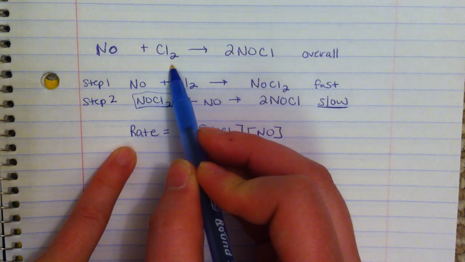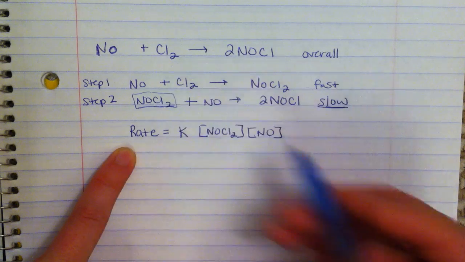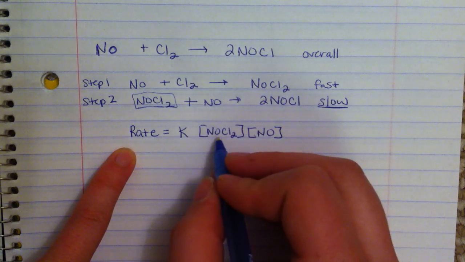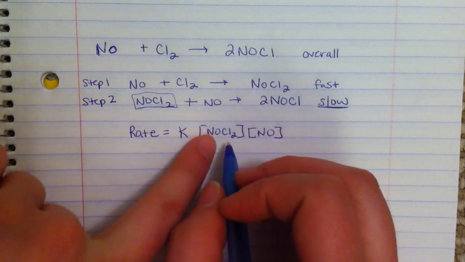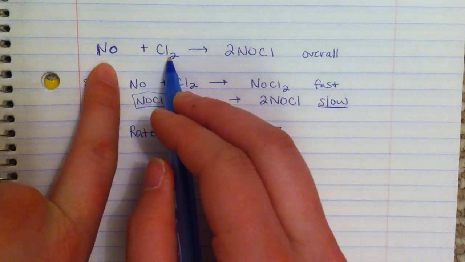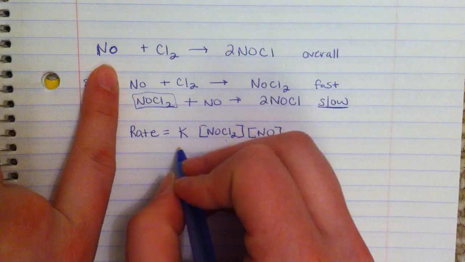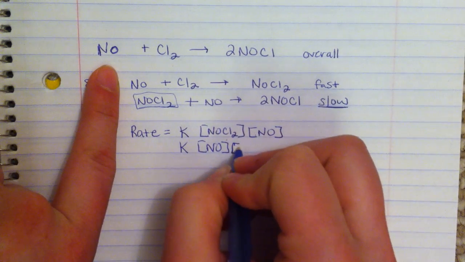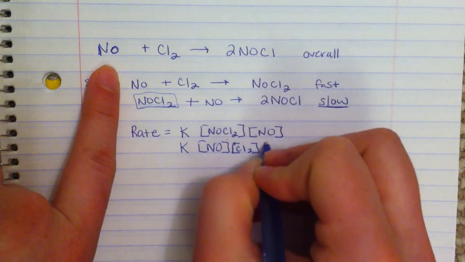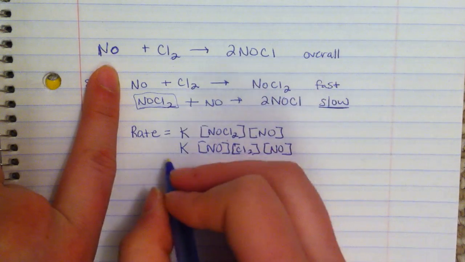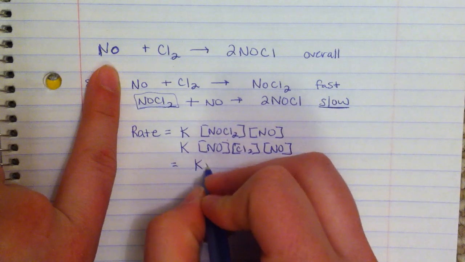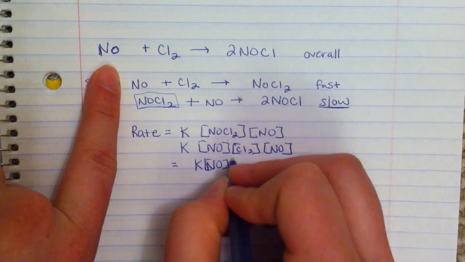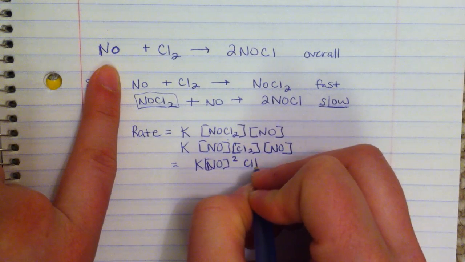So we have to look, and you can clearly see that this is composed of two of these. So another way of writing this would be K times NO times Cl2 times NO, which we would just then rewrite K NO squared Cl2.